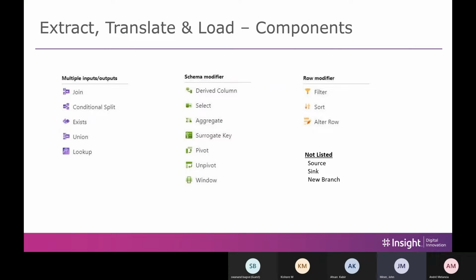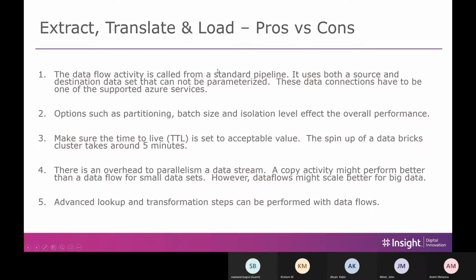So let's look at the extract, transform, and load components. Now we have a lot of stuff that's kind of like when you looked at SSIS. We can take two data sets and join them. We can do a conditional split. That means take the data and split into two pipelines. And we can union data. We can look up data. We can add things like derived columns, okay, selects, aggregates, and so on. And there are some other things like the source, sink, and new branch that are not part of this component.